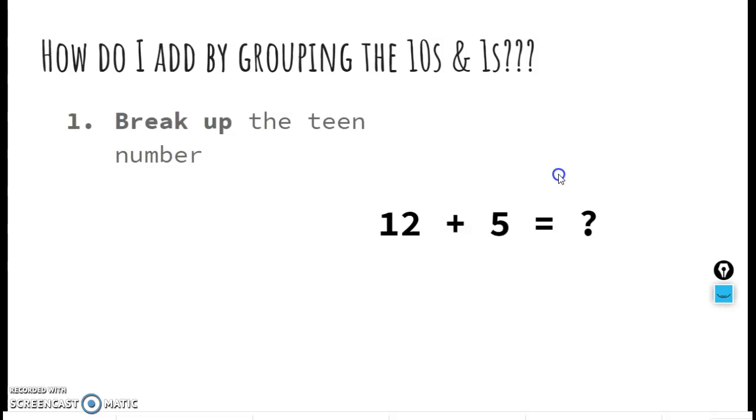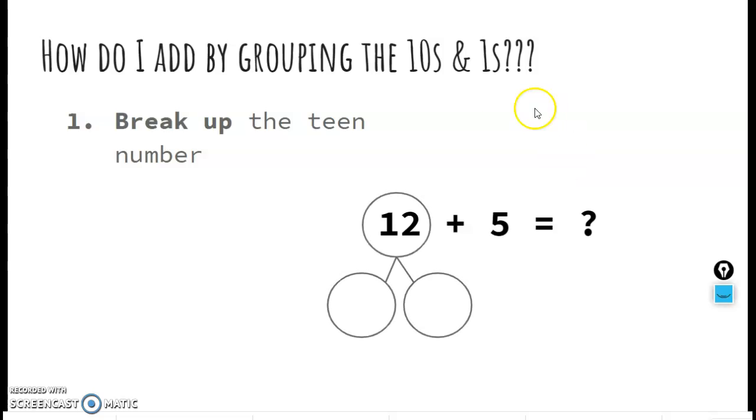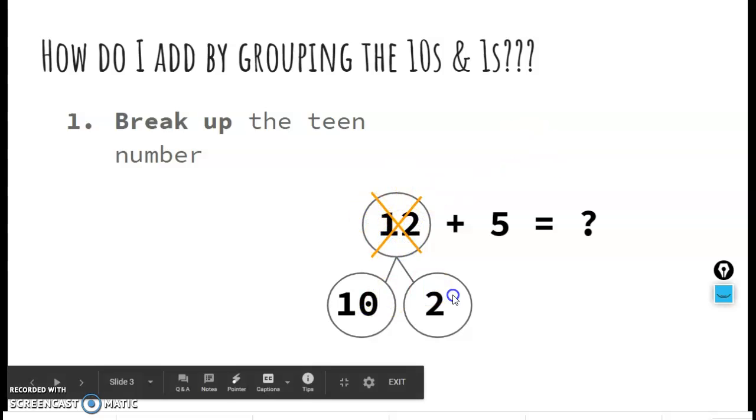So here's my first step. I need to break up the teen number. So I'm going to turn 12 into a number bond here, and I'm going to break up that teen number into, remember, a 10 and a digit, or 10 and ones. So 12, same number as on the last page, would break up into a 10 and a 2. Easy peasy lemon squeezy. Moving on to the next step. Oh, and also, I like to cross off my 12. I always forget to say this step, but I always like to cross off my numbers as I use them, because I have to use each number one time. So I crossed off the 12 because I don't have 12 anymore. Now I have a 10 and a 2.